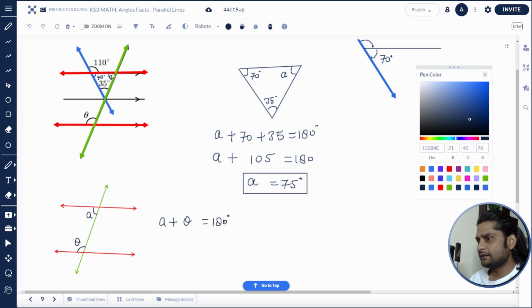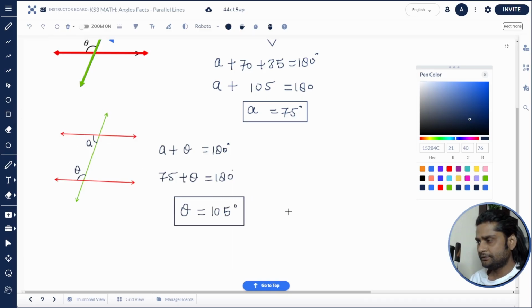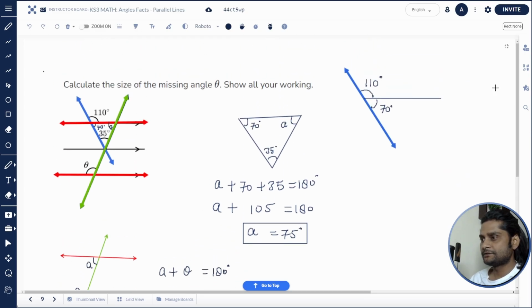A means the angle we just figured out from the triangle, which is 75, plus theta equals 180. When you subtract 75 from both sides, you get 105. So theta is 105 degrees. This is how we solve this question. I hope it's clear, students.